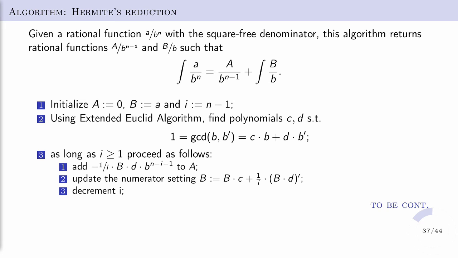So all in all, the procedure that I just highlighted works like this. We are given a rational function where the denominator is a power of a square-free polynomial. As a result, we get two fractions such that this left-hand side, this integral, is a sum of this fraction plus this integral where the denominator is just a square-free polynomial without an exponent. And the procedure is just the application of what I just wrote.